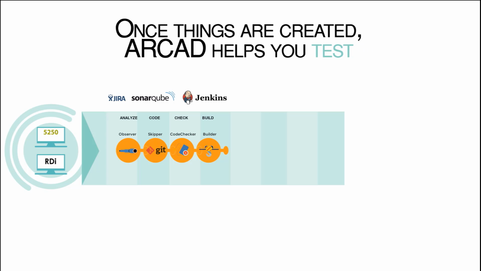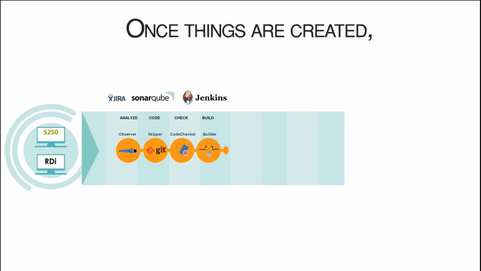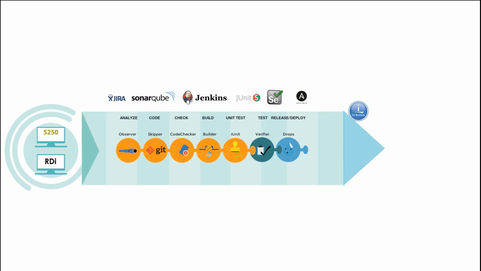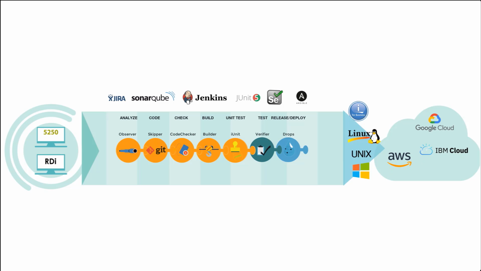Once things are created, ARCAD helps you test. iUnit tests program functionality, and Verifier can do complete regression testing. And of course, we can help deploy your finished components, whether that be to another IBM i, another platform, or the cloud. You might think a process like this would add a lot of overhead, but it doesn't.